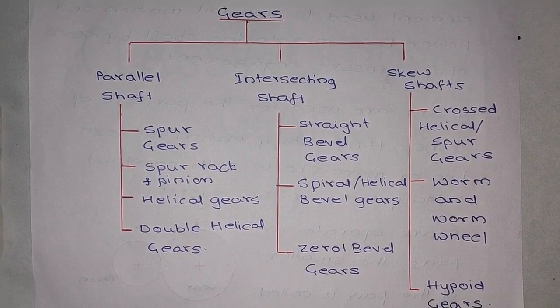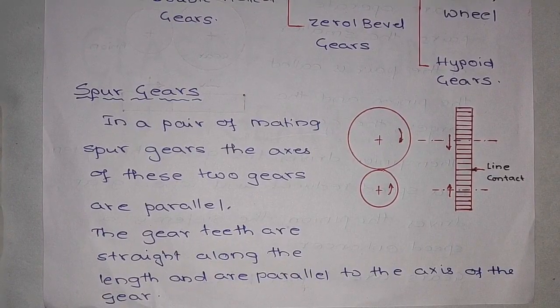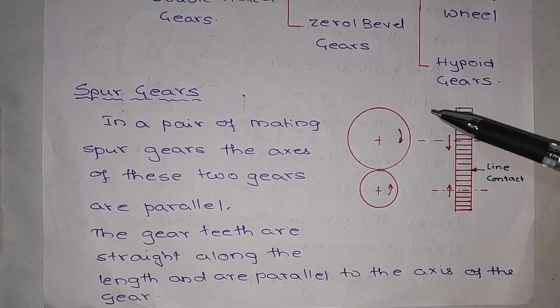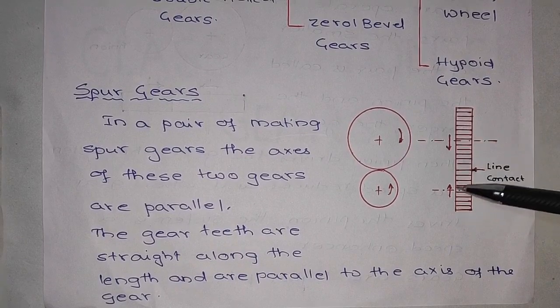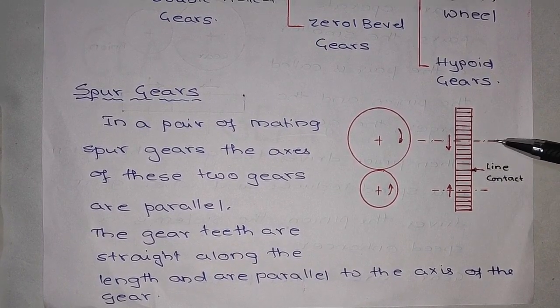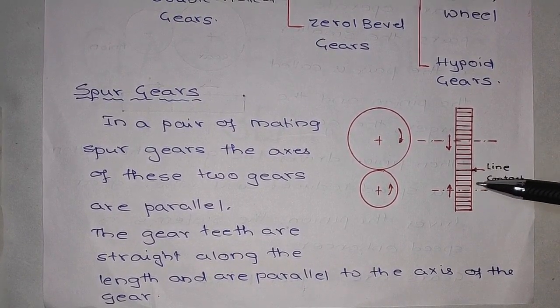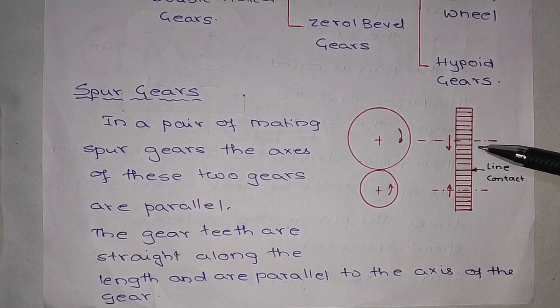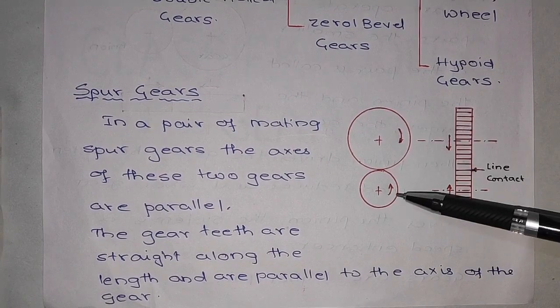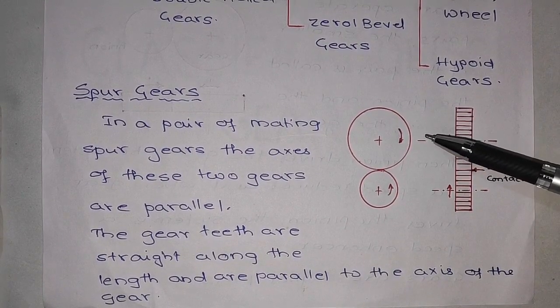So let us start with spur gears. Here is a pair of mating spur gears which you can see in this figure. Both the axes of the shafts are parallel. This is one axis, this is the second axis: the axis of the shaft on the pinion and the axis of the shaft on the gear. In the previous lecture we have already seen that the smaller gear is called the pinion and the larger wheel is called the gear.